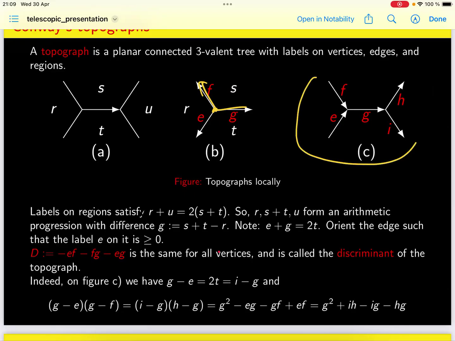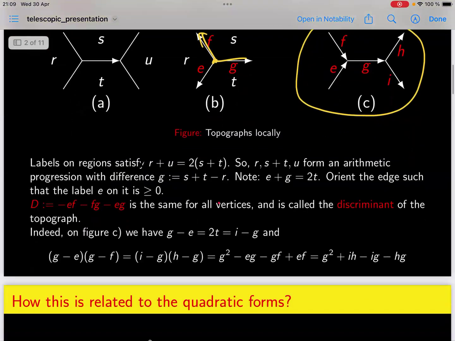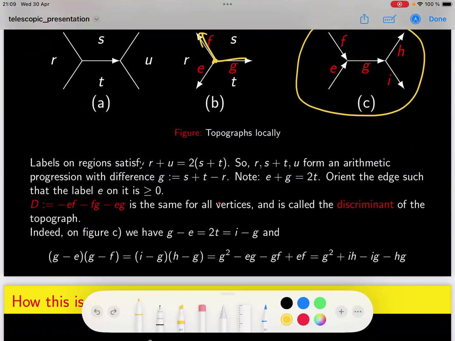Let's look at the picture here on the right, on C. And I claim that it's enough just to look there. So you see, here my orientation of E and G is like that. Right? So let's remember this statement that E plus G is 2T. T is a region here. So it means that G minus E, that's how I draw them on this picture, G minus E is 2T. And that's the same as I minus G, right? Because it's again just 2 times the label on this region. So I have this, and similarly, I have that G minus F is equal to H minus G.